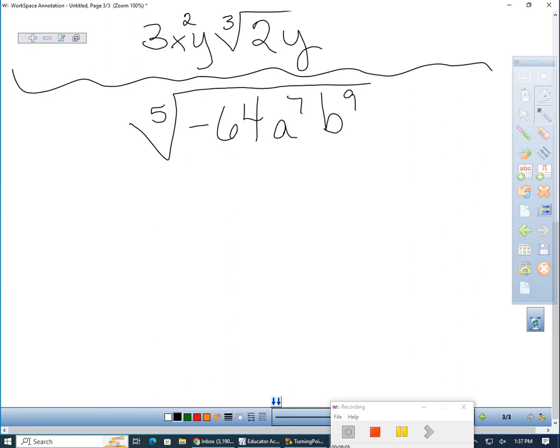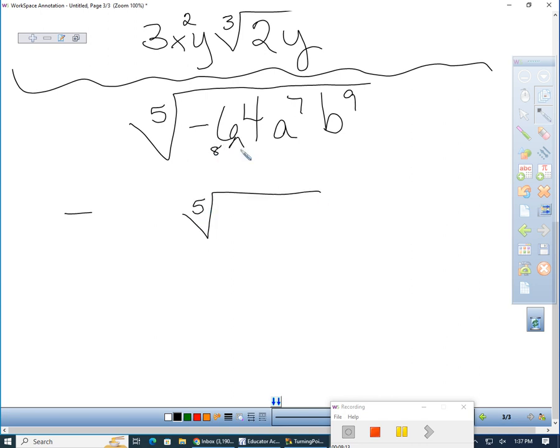All right, so I want to start with the fact that there's a negative in there. This is an odd root. So what does that tell you about our answer? It's going to be a negative, exactly. If it is an odd root and it's negative on the inside, it's going to be negative on the outside. So I have a negative in my 5th root.